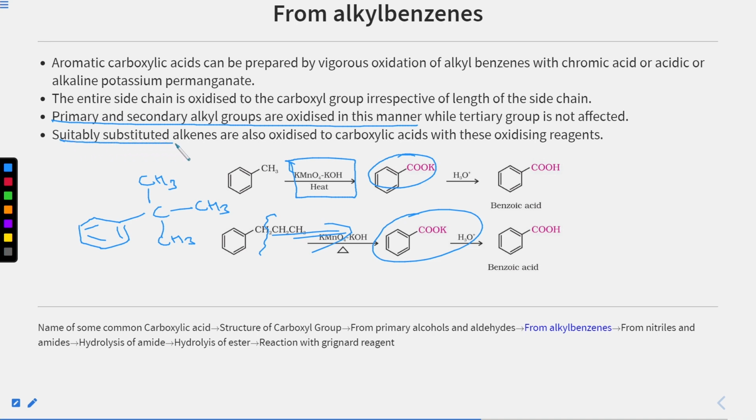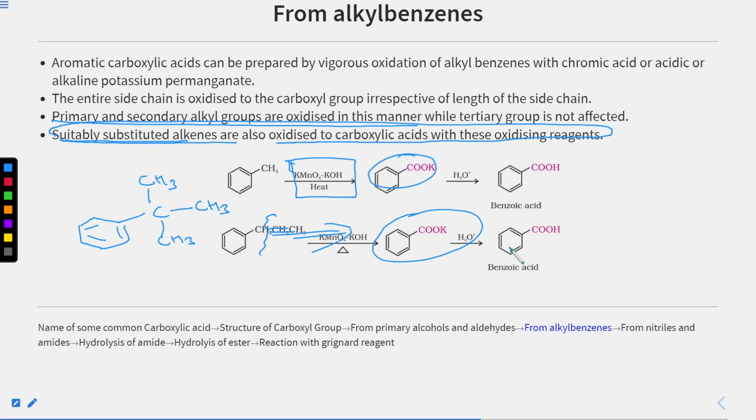Now suitably substituted alkenes are also oxidized to carboxylic acid with these oxidizing reagents. We will see those suitably substituted alkenes in the next class. But for now, assume that alkenes can also be oxidized to your carboxylic acid. If there is an alkene in here, then it would also be oxidized to your carboxylate ion and further protonated to form your carboxylic acid. Clear? So far we have seen two preparatory methods, from alcohols and aldehydes, and from alkyl benzene, and in all of this we have used a strong oxidizing agent. So we are oxidizing these two things.